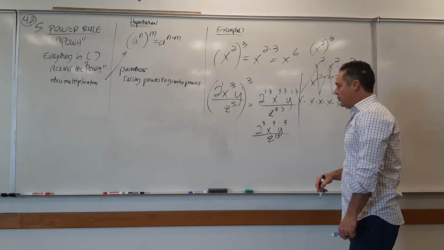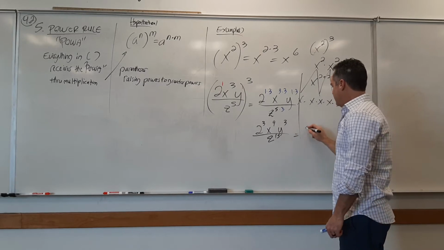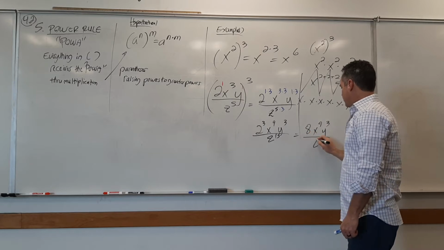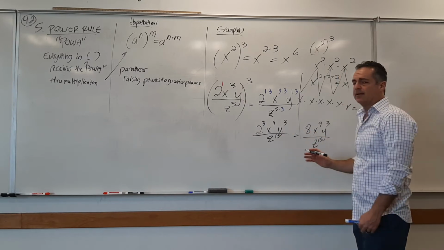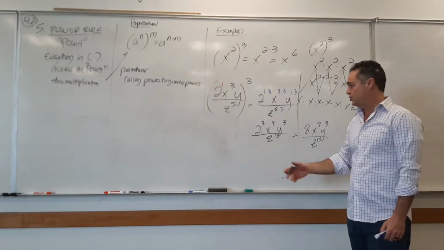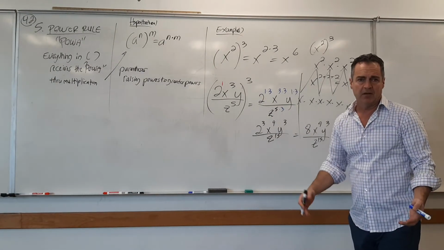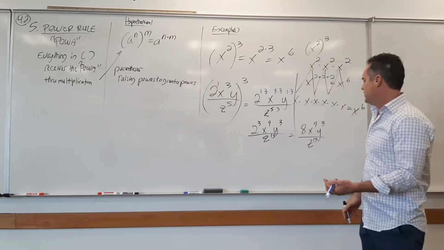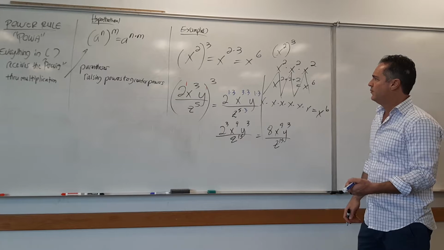Can we change 2 to the third to 8? Absolutely. Sometimes they do that. They call it 8x to the 9, y to the third, over z to the 15th. Both these are correct. The rule of thumb in the book is if you can do it in your head, they'll often do it. If you can't, like if it's 2 to the 15th, they'll leave it as 2 to the 15th. If it's 2 to the third, they'll multiply it out. 2 times 2 times 2 is 8. You'll see those answers in the back of your book. It'll be easy for you to decipher.